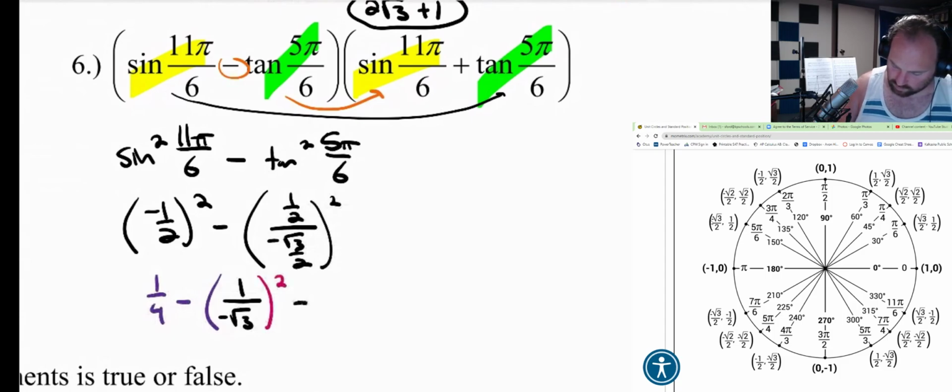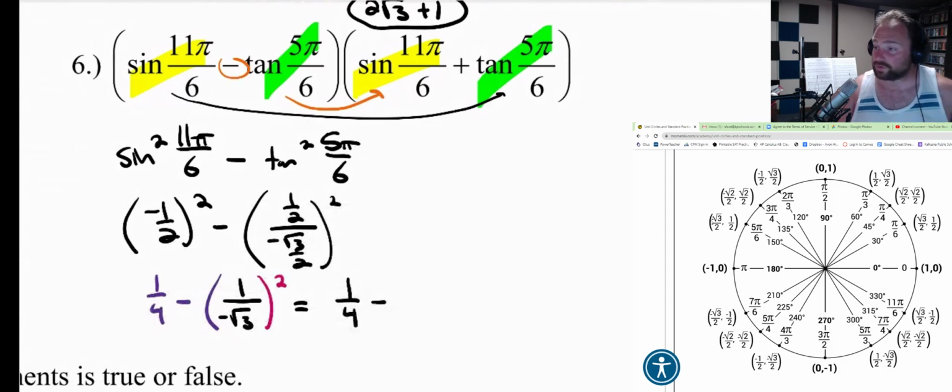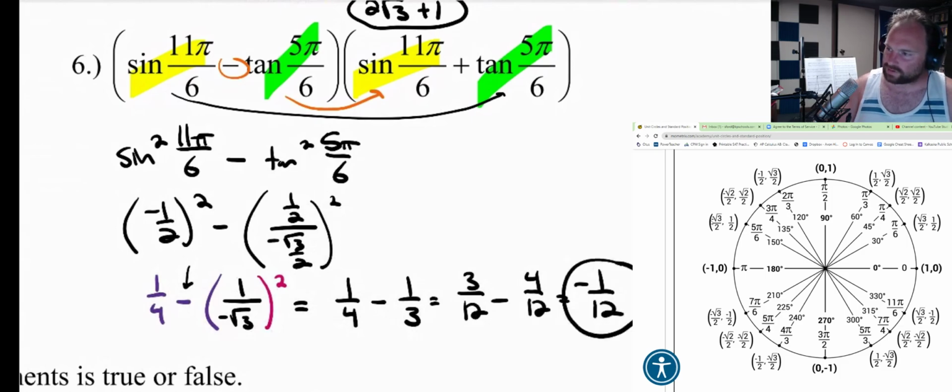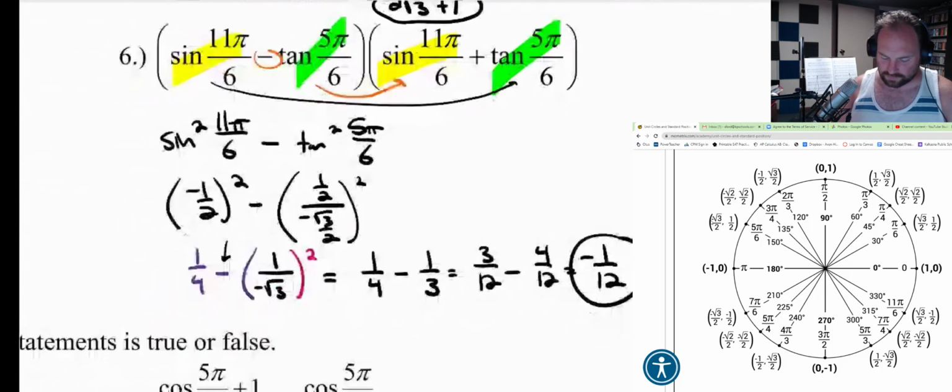And that is, again, all being squared. Oh, I mixed my colors up too much. That's okay. So this is 1/4 minus, when we square that, that'll be 1/3. And it's being subtracted, so that doesn't change, but the negative square root of 3 goes away. So 1/4 minus 1/3. How about 3/12 minus 4/12, which is -1/12. Like that for an answer there. Pretty groovy.